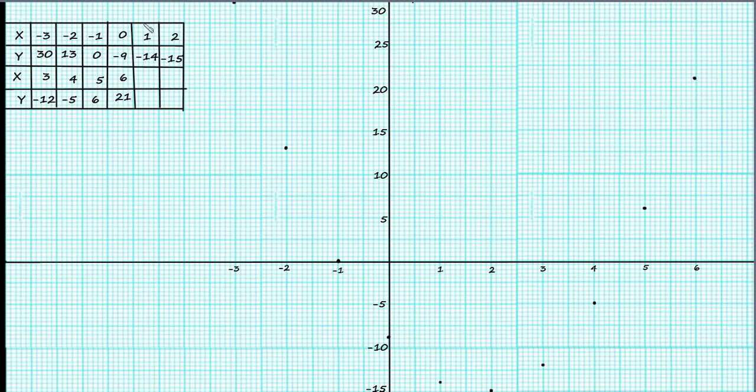Now, this is our quadratic graph. We are going to try now to connect the dots together.